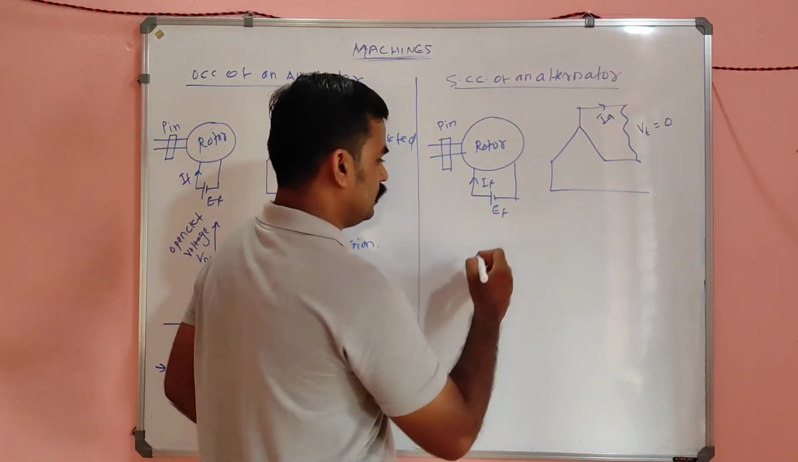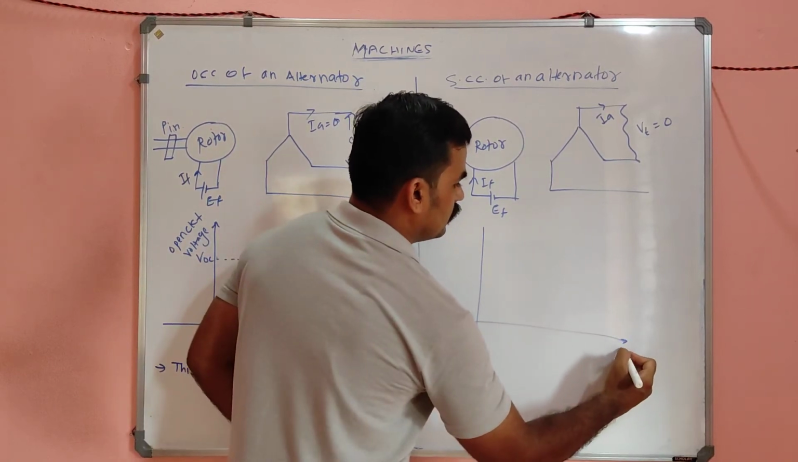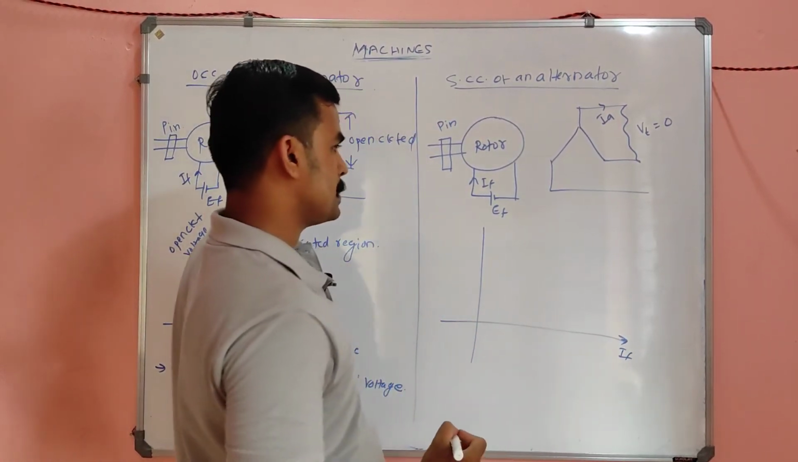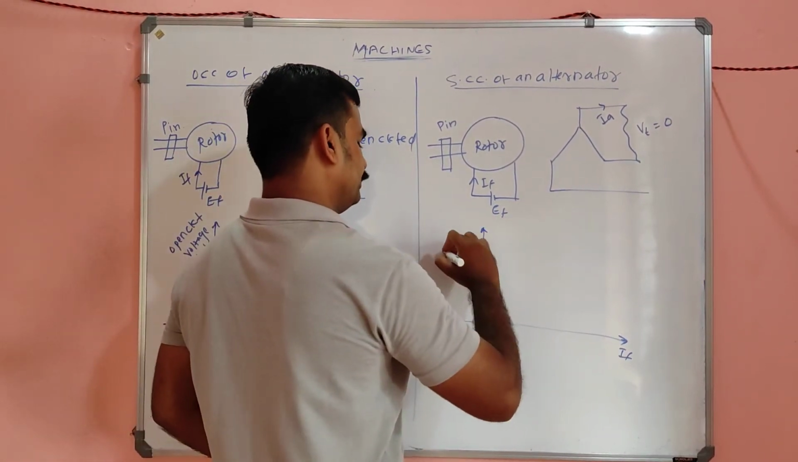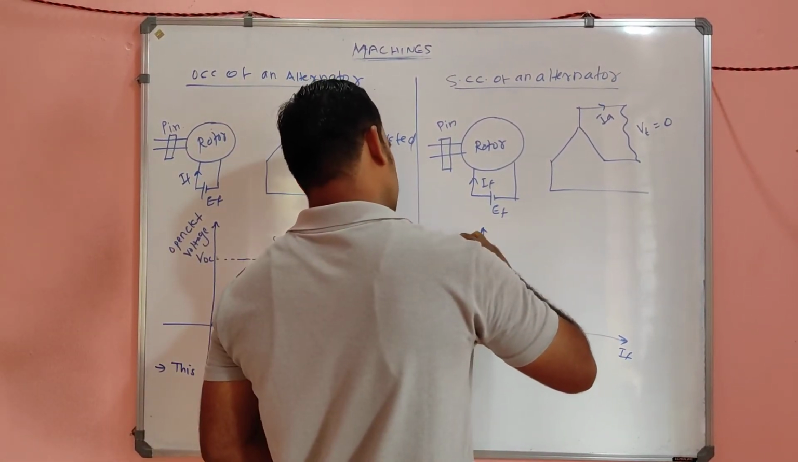So what happens in the characteristics? So again, field current against short circuit current.